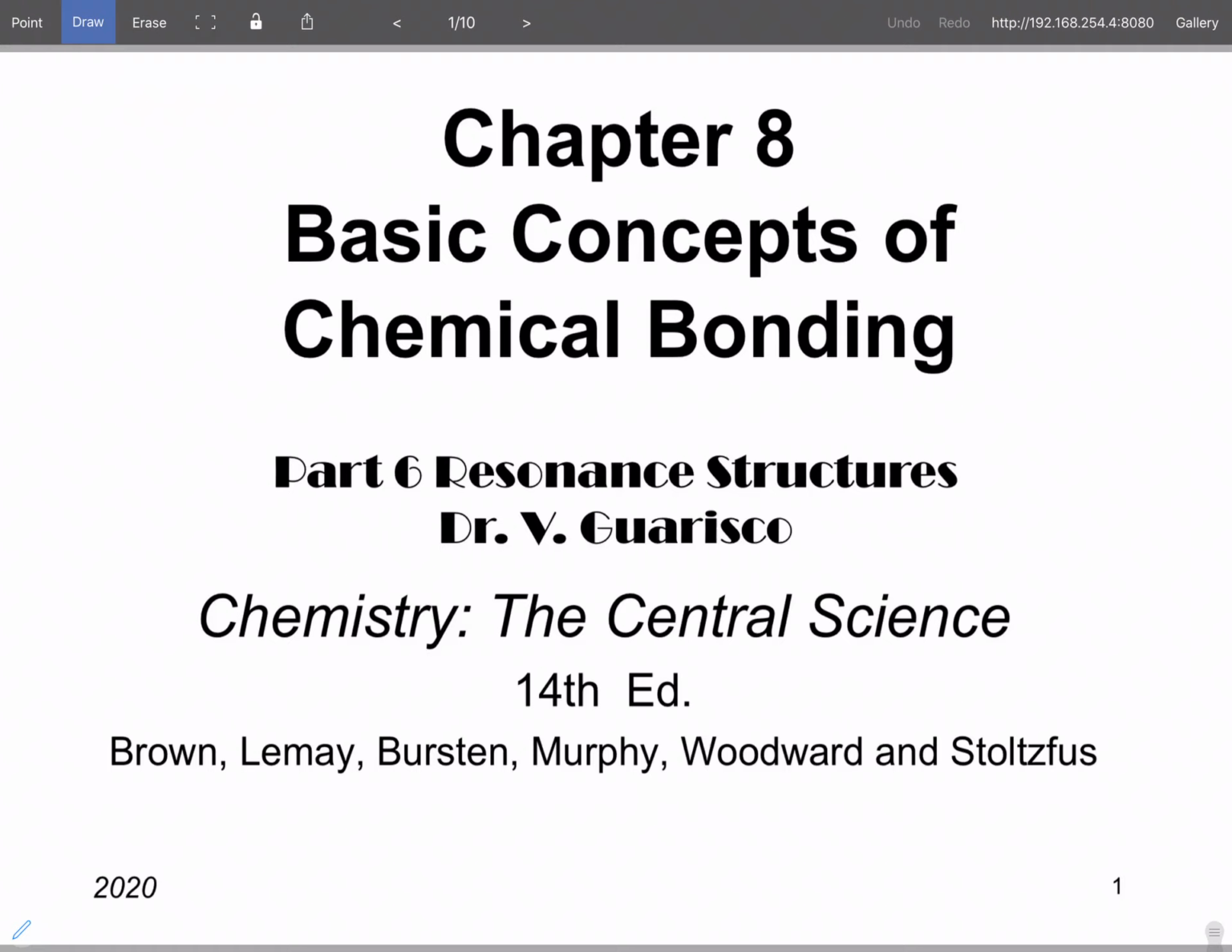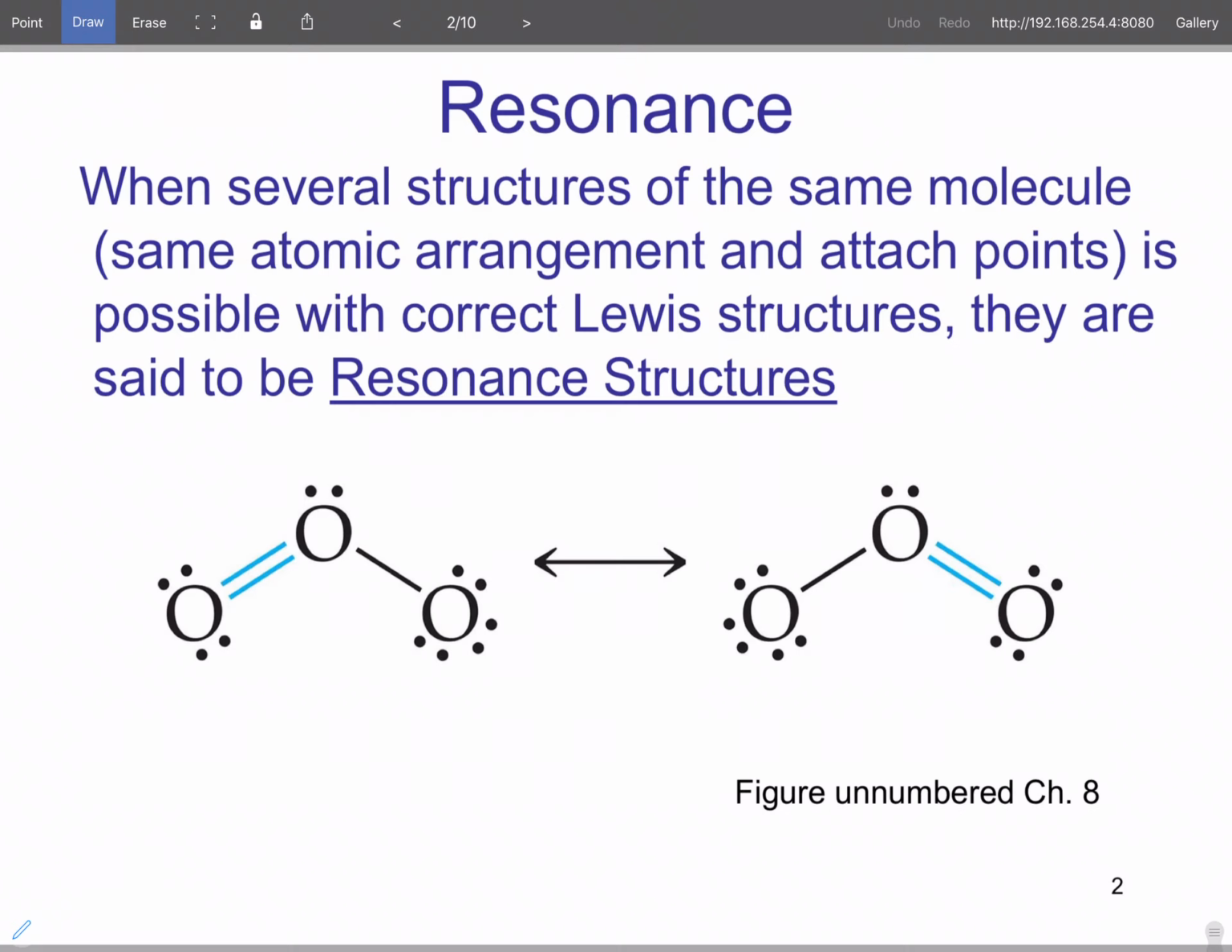Now that you have a good handle on making Lewis structures, we're going to take it a step farther and look at some of the bonding that occurs with structures. When you have several structures possible of the same molecule, and the trick to this is you must have the same atomic arrangements and the attach points, and you can make Lewis structures that are accurate, follow the rules, and they're equal.